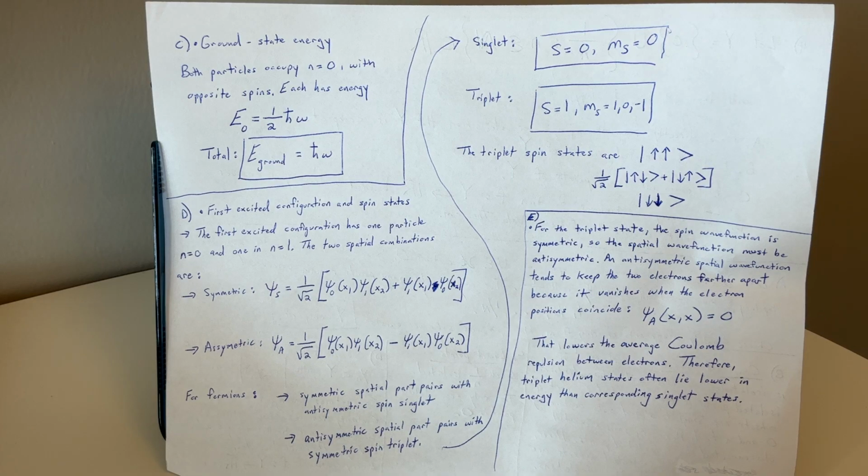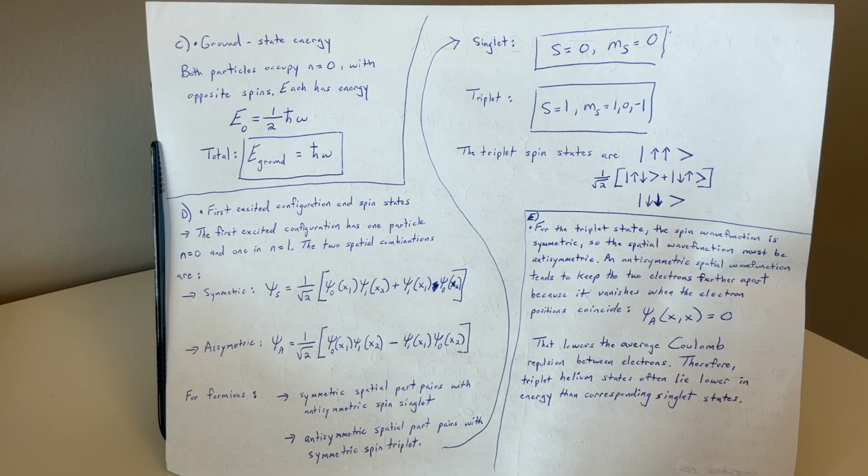Part E, explain why the triplet helium state has lower Coulomb repulsion than the singlet state. So here's part E for the triplet state. The spin wave function is symmetric, so the spatial wave function must be antisymmetric.